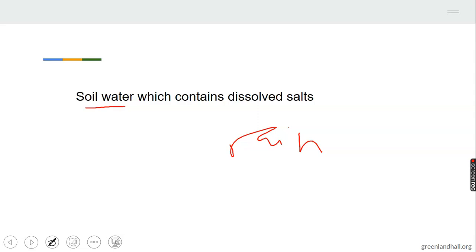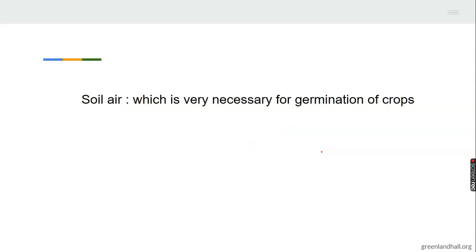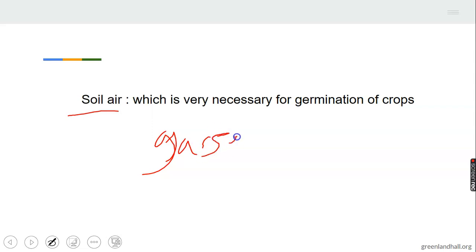The next one is soil air. Soil air is very necessary for germination of crops. It refers to the gases present in the soil.